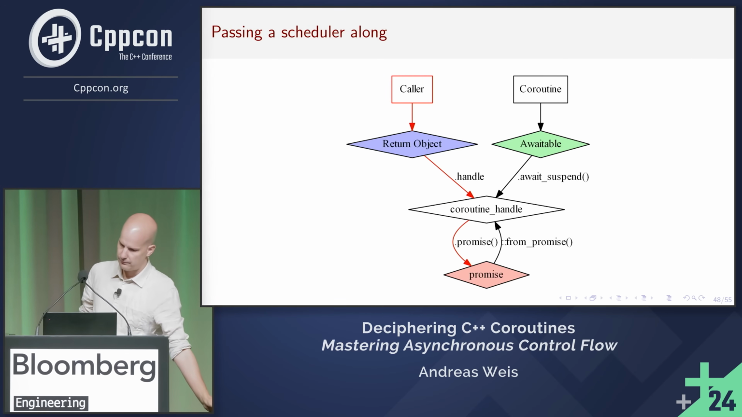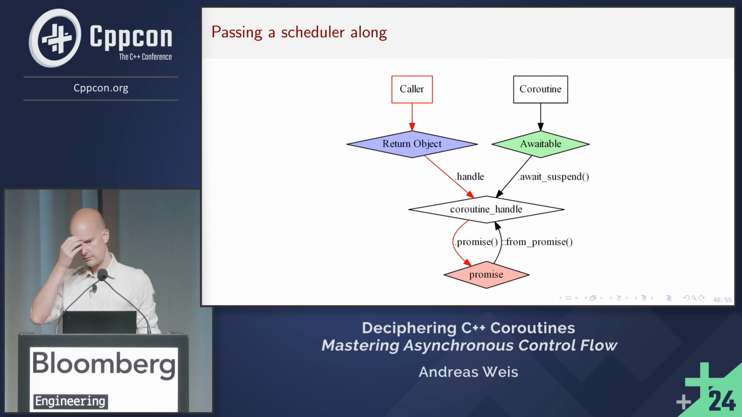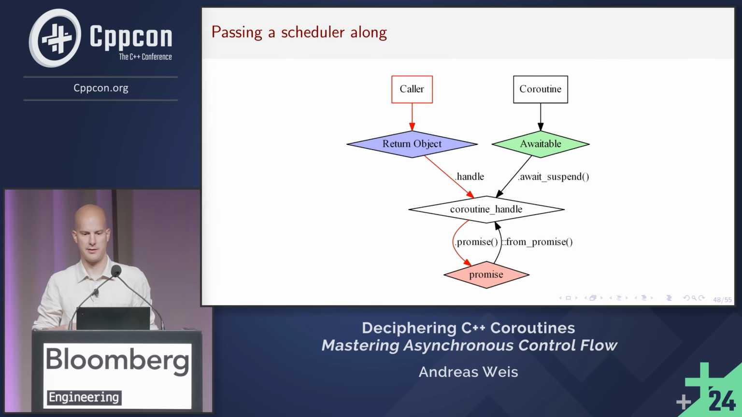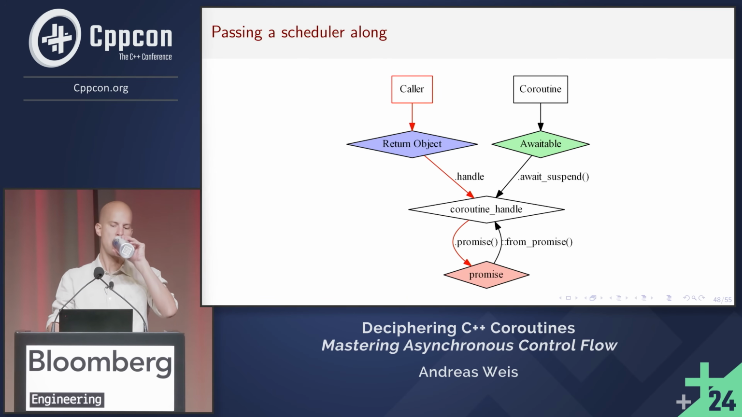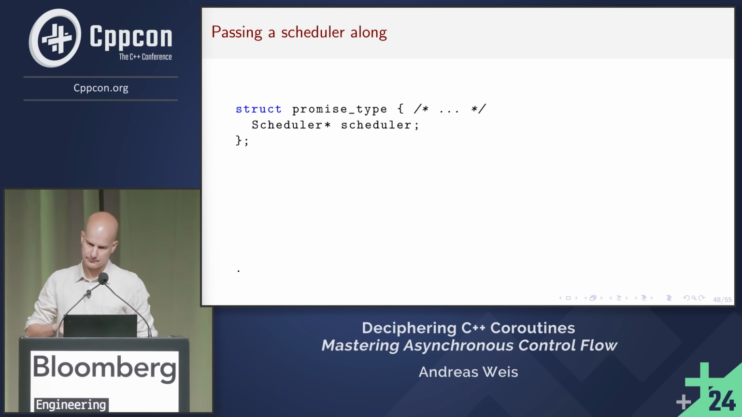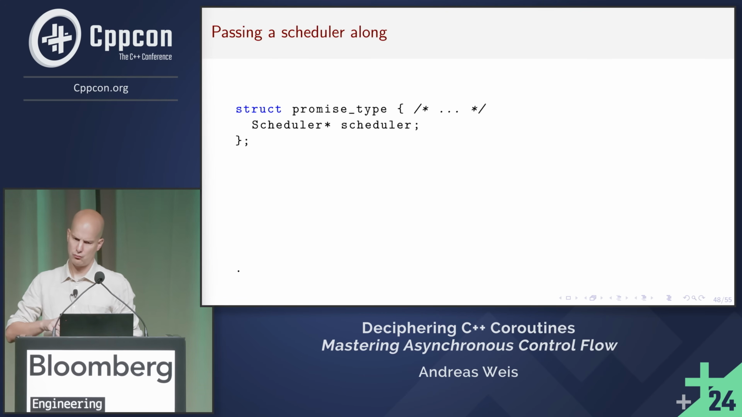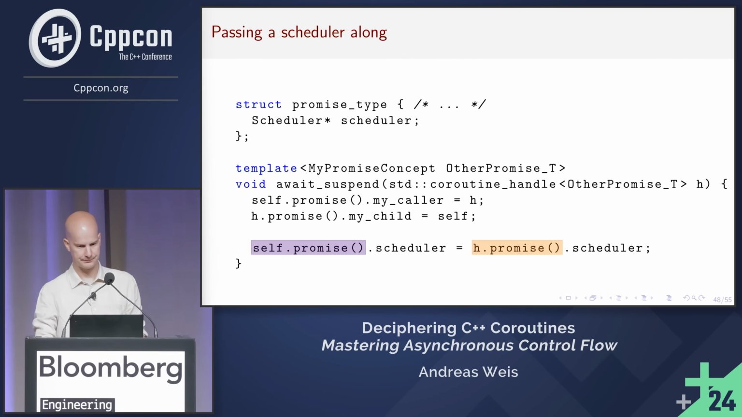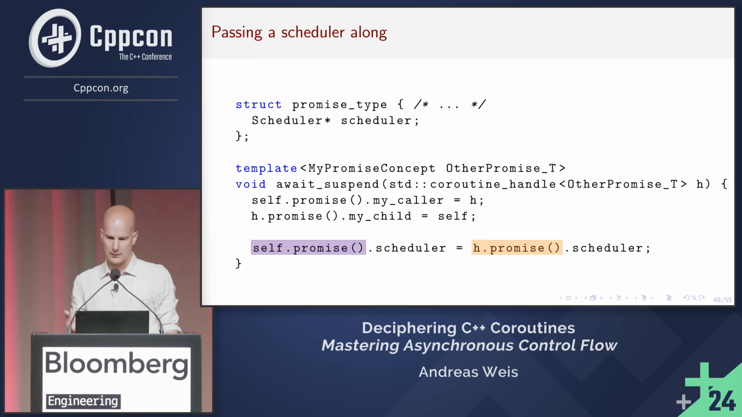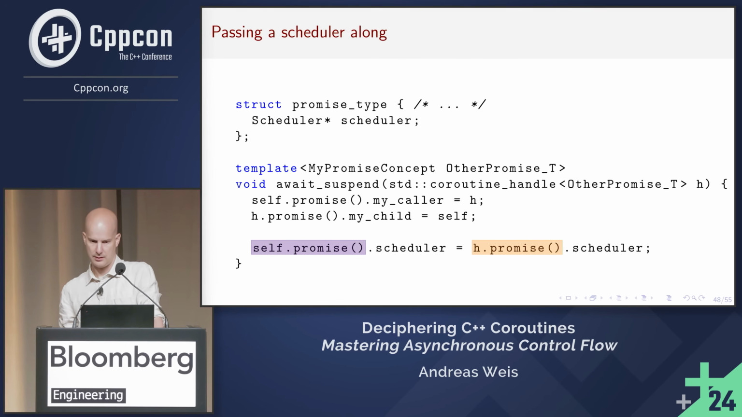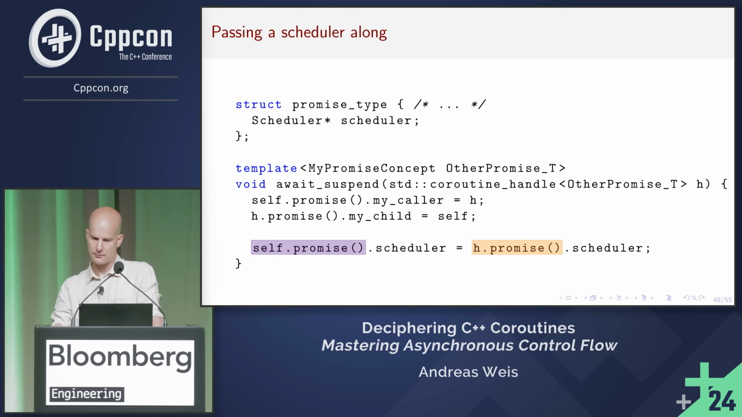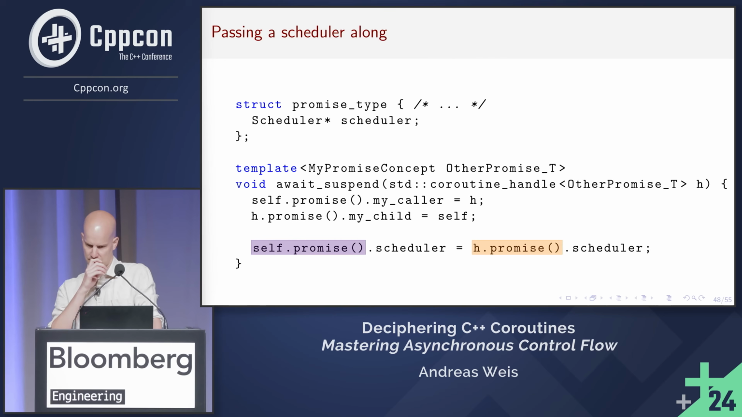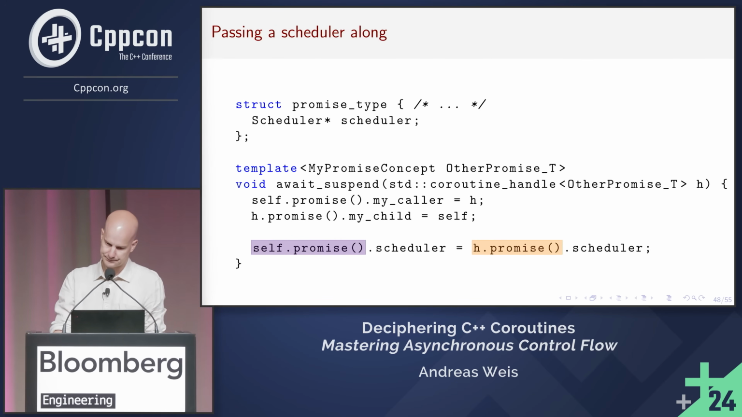So, passing a scheduler along here: we know how to put data into a coroutine from the outside, right? That's one of the things that we covered in part 1. So we can put the scheduler from the outside into the promise, and we can use the await suspend function to then propagate it along. But why should we stop at the scheduler here, actually? So how about this?